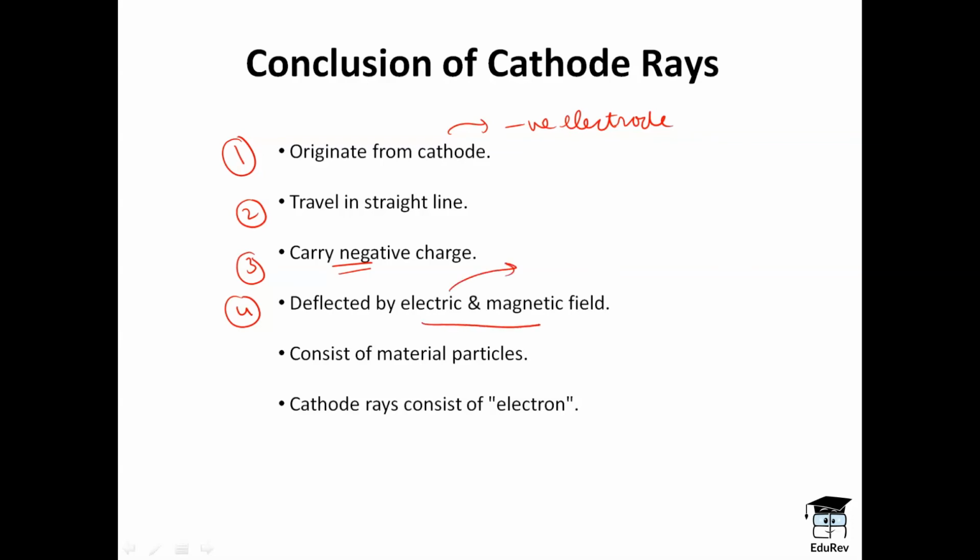In the last experiment, when we placed a positive and negative charge electric plate and cathode rays were passed through it, we saw that they were deflected. So they consist of material particles. The cathode rays consist of electrons. Hence, it was the conclusion. So here I am giving you a brief conclusion of the entire experiment.